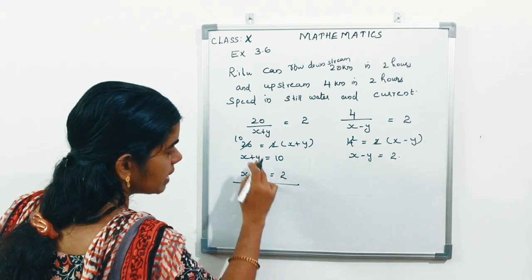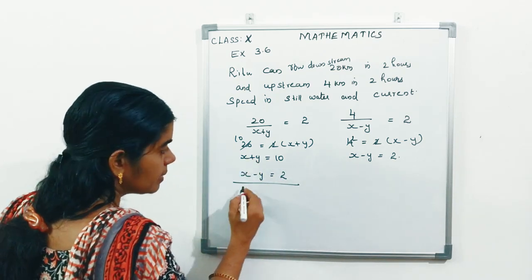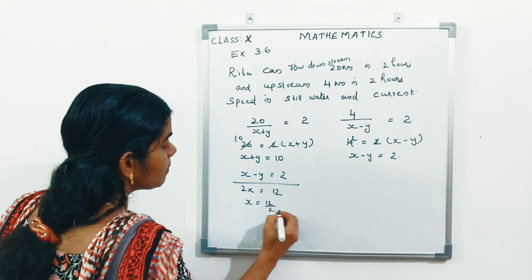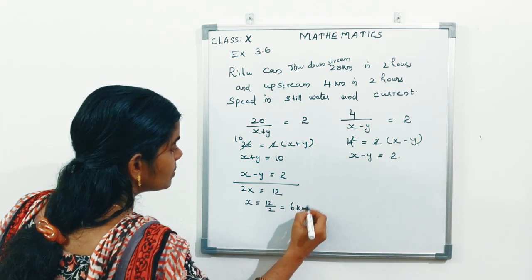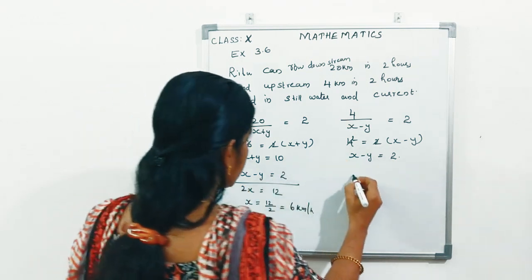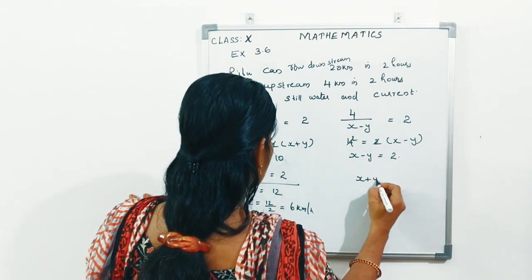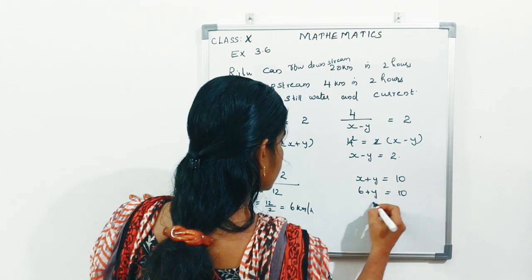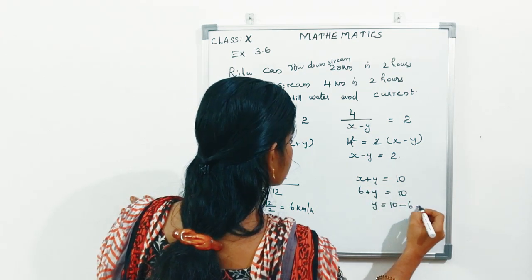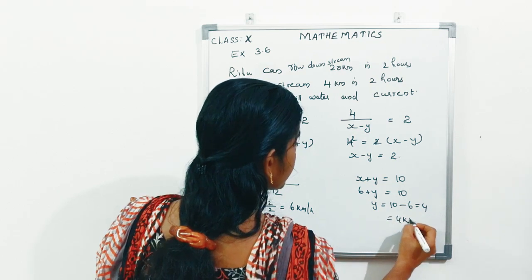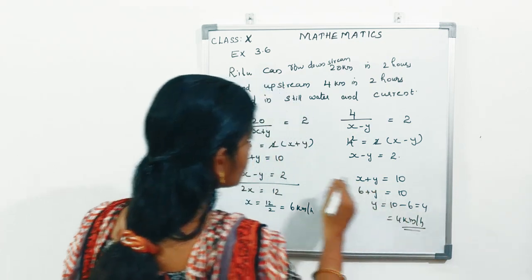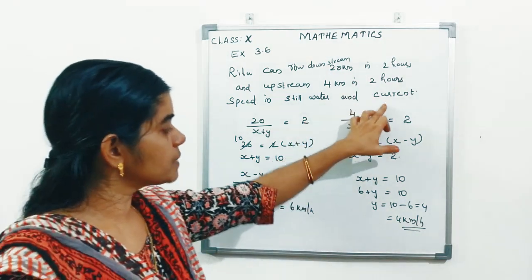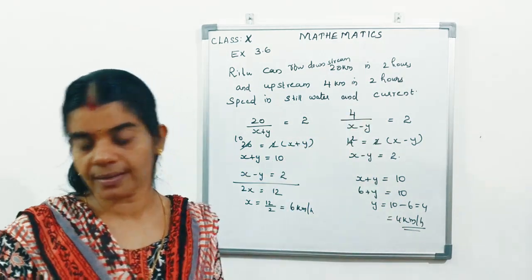The sign of y is different, so you add: 2x is equal to 12. x is equal to 12 by 2, that is equal to 6 kilometer per hour. Then x plus y is equal to 10. Therefore 6 plus y is equal to 10. Therefore y is equal to 10 minus 6, that is equal to 4. The speed in still water is 6 km per hour and the speed of the current is 4 km per hour.